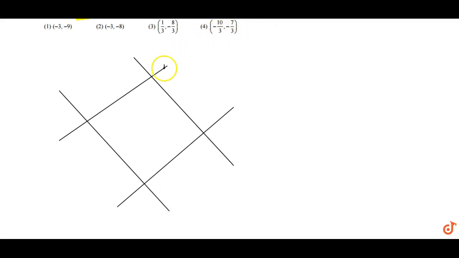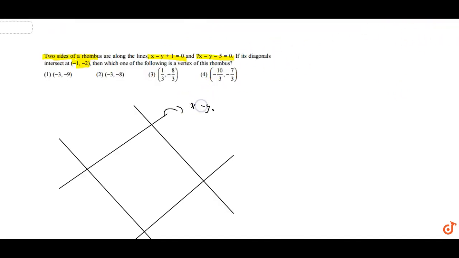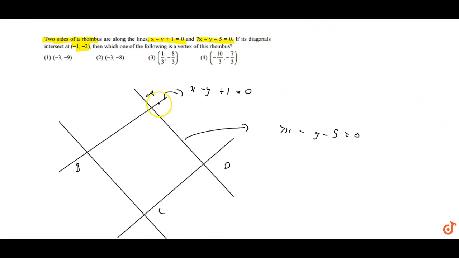Let this line be x minus y plus 1 equals to 0 and this line be 7x minus y minus 5 equals to 0. This point A, B, C, D, saying that the diagonals of the rhombus intersect at minus 1 comma 2.